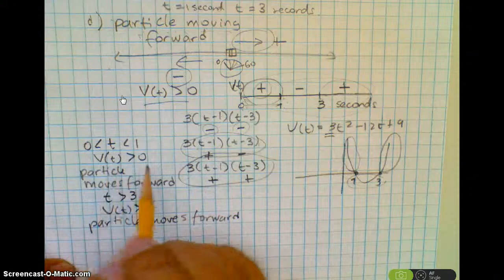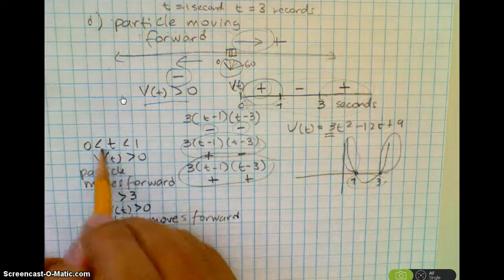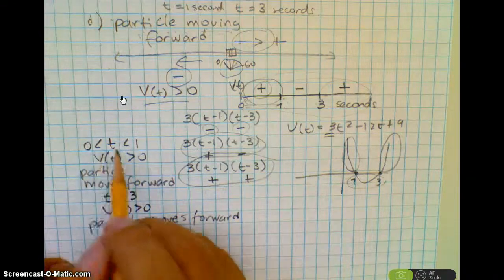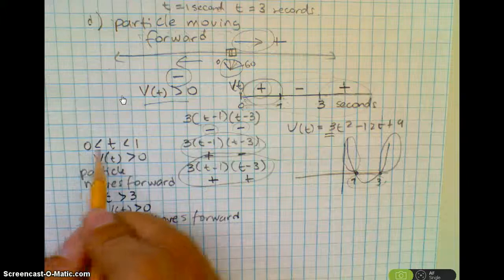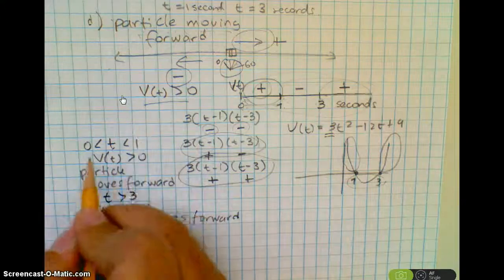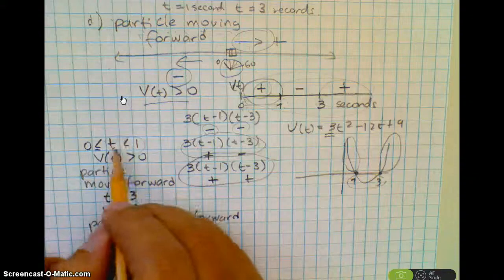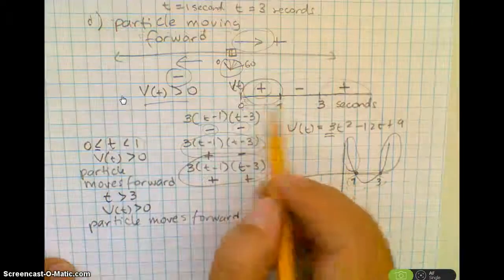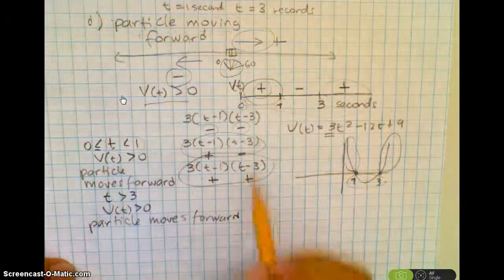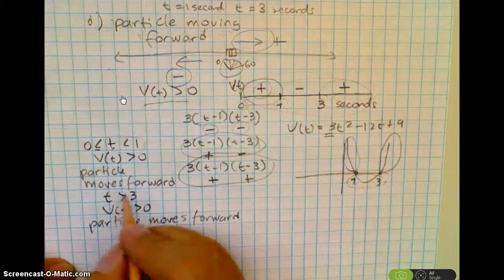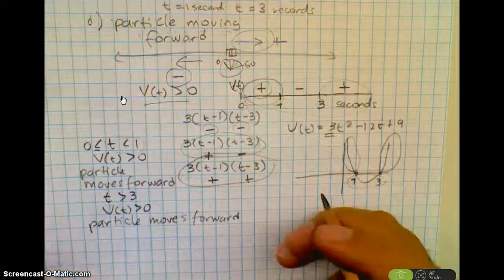Sometimes you may see in some textbooks that they use closed intervals. T could be 0 and the velocity is still positive, so you can include 0. But we're going to prefer to leave it open at the end. So in here it should be open at 1, and in here it should be open at 3. That's why I'm not writing greater than or equal, I'm just leaving greater than.